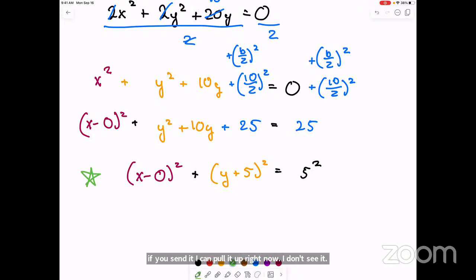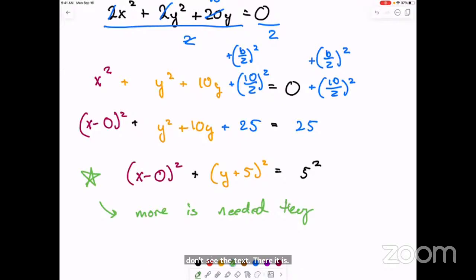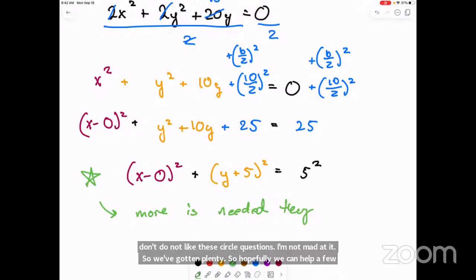All right. Let me make a note. There's more here. More is needed though. I just sent it. I'm assuming you emailed it because I don't see the text. There it is. Mr. Rodriguez. Okay. Center. Same one. You guys do not like these circle questions. I'm not mad at it. Hopefully we can help a few gentlemen with what I feel to be the most challenging. This is going to be our last question for the day.